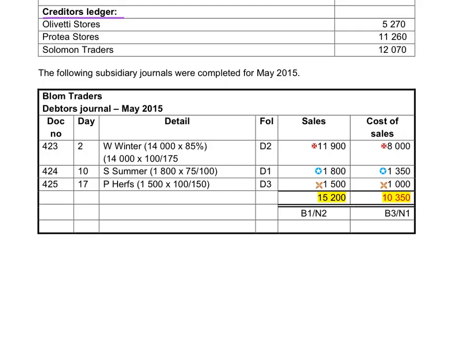In the debtors journal, we sold goods to W. Winter for $11,900. So it means that we have to indicate in his personal account that his account increased on the 2nd with this $11,900, and we have to indicate the source document as invoice number 423 that was issued to him.